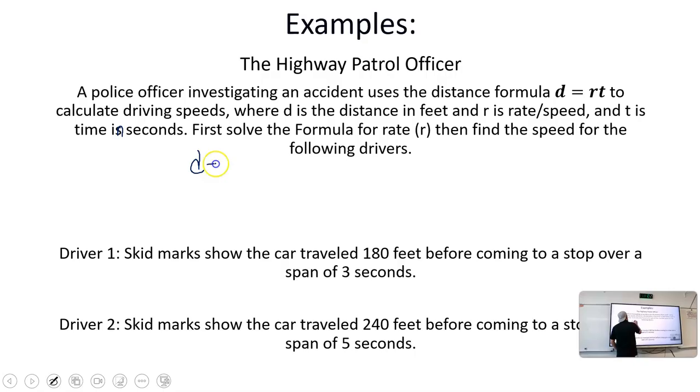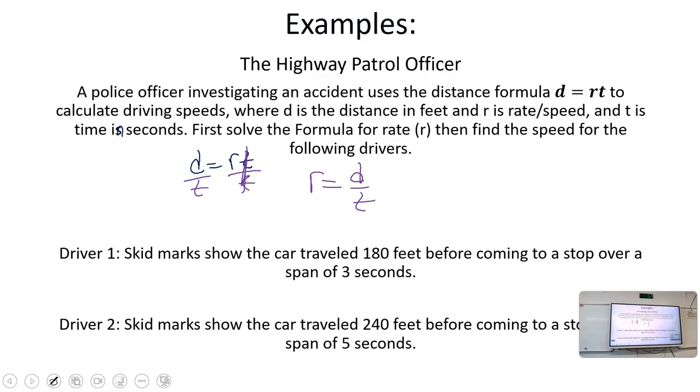So if we have D equals RT, we want to find how fast they were going. So we're solving for R. We're going to go ahead and divide both sides by T. And that cancels out. And there's our formula that's left. We're going to say R equals D divided by T. That's how you can find the speed.